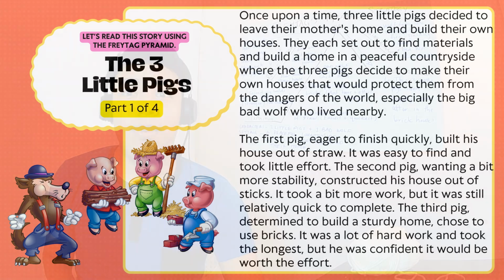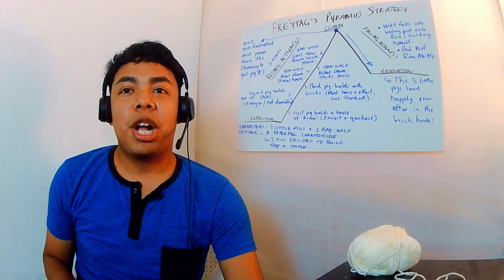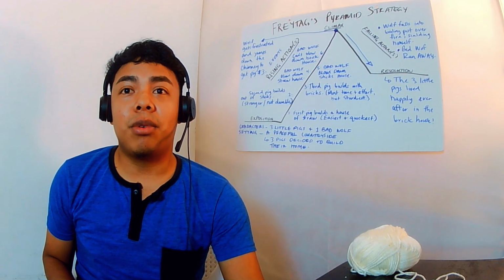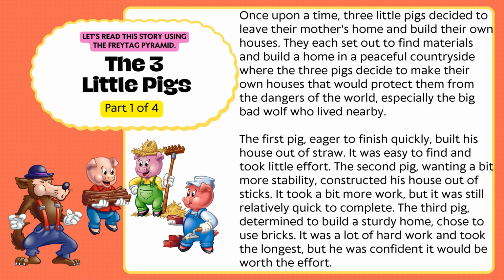The second pig, wanting a bit more stability, constructed his house out of sticks. It took a little bit more work, but it was still relatively quick to complete. The third pig, determined to build a sturdy home, chose to use bricks. It was a lot of hard work and took the longest, but he was confident it would be worth the effort.